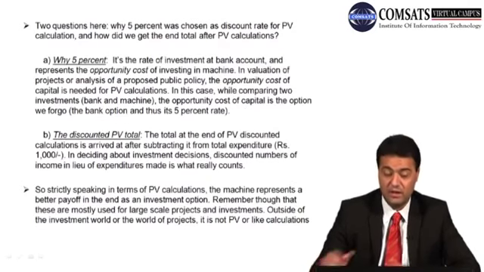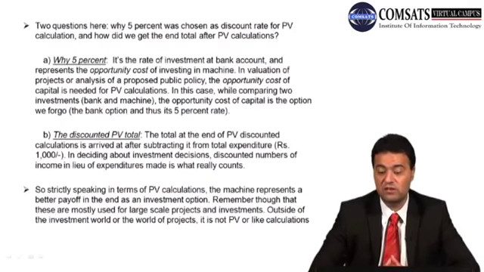Two questions here. Why was 5% chosen as the discount rate for present value calculations, and how did we get the end total of present value calculations? Why 5%? It's the rate of investment at the bank account, and represents the opportunity cost of investing in the machine. Again, go back to your lecture if you don't understand the concept of opportunity cost. It's the alternative investment, the next best option. So that is why we picked that rate.